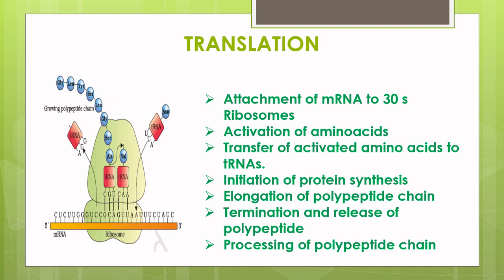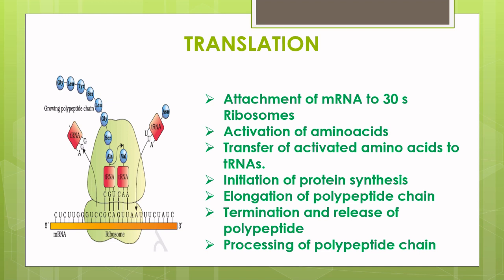The next step is activation of amino acids. 20 different kinds of amino acids are present in the cytoplasm in the amino acid pool. These amino acids need to be activated before being transferred to tRNA. Enzyme amino acyl synthetase and ATP will activate each amino acid in the presence of magnesium ions to form amino acyl adenylate enzyme and pyrophosphate. Since there are 20 different amino acids, there should be 20 different amino acyl synthetases for the activation of 20 different amino acids.